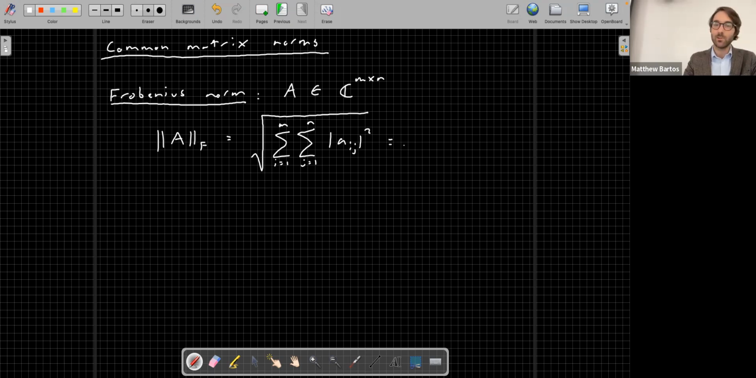And you can also show this is equal to the square root of the trace of A Hermitian transpose A. Okay, so that's an important identity. So again, as with vector norms, these are useful for characterizing the size of a matrix. So if you ever end up with a problem where you have to characterize what the size of a matrix is, you'll often use matrix norms to do so. So this is probably the most common matrix norm. The second most common is the matrix 2 norm.